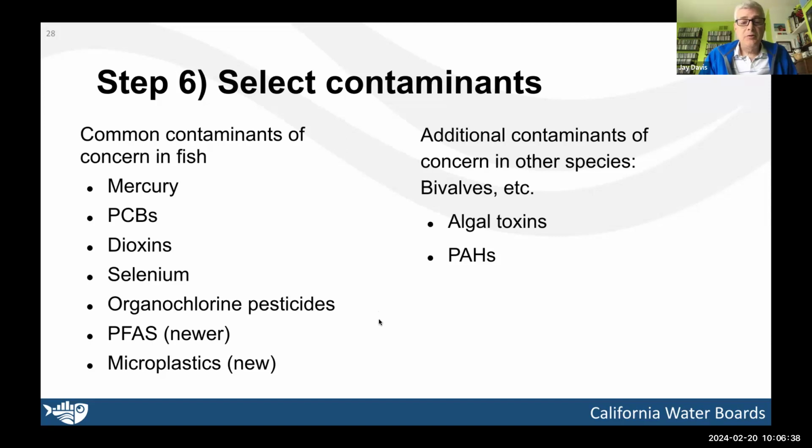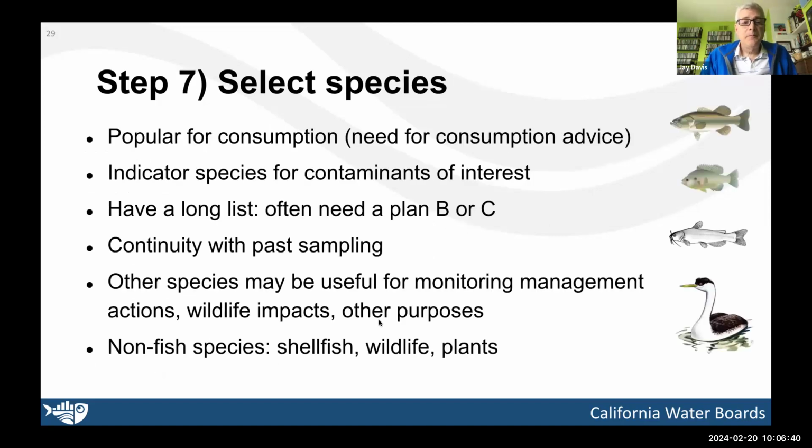So contaminant selection is clearly a key step. Selecting species ties in with the list of contaminants that you want to analyze. So a lot of considerations go into what species to sample. Obviously, you want to sample the species that are popular for consumption, and if there's a need to fill a data gap for consumption advice, then that's a priority. Certain species are indicators for contaminants of interest. I'll talk about the examples of that.